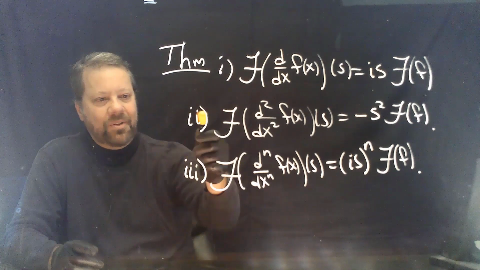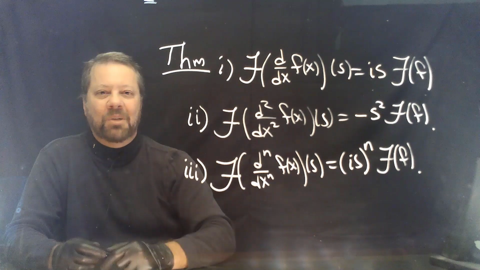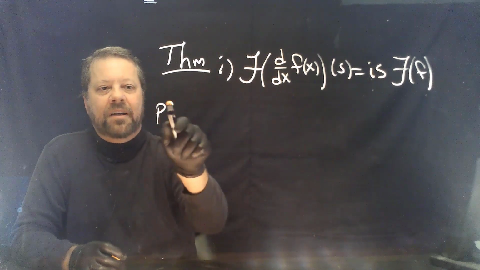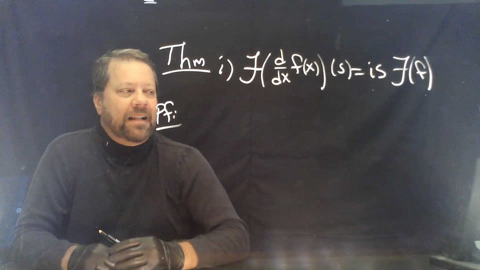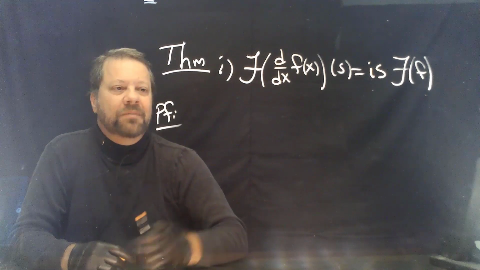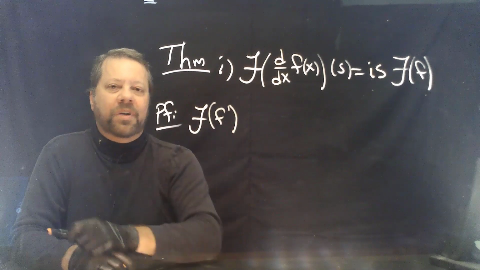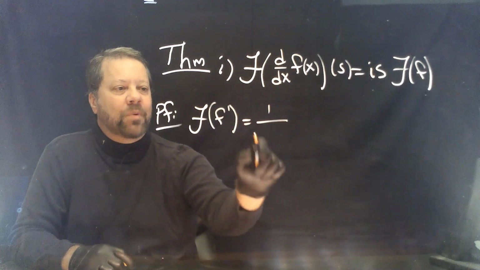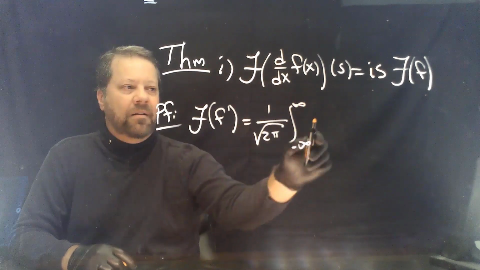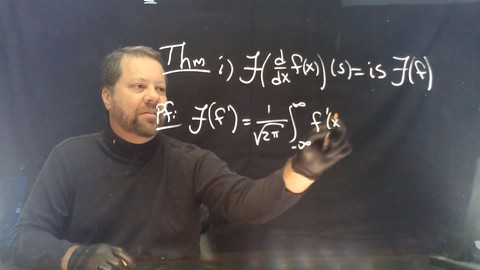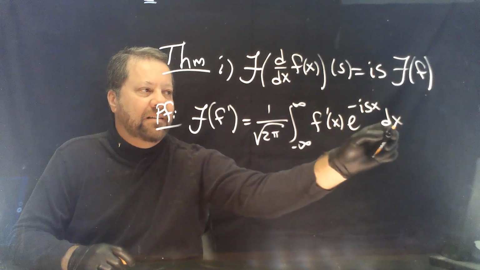We'll assert that 2 and 3 follow by induction from number 1, so it's sufficient to prove number 1. The proof is obviously going to depend upon integration by parts, so it's only going to work for those classes of functions for which the integration by parts will work. So let's do the Fourier transform of f prime. That's 1 over root 2 pi, integral from minus infinity to infinity, of f prime of x e to the minus isx dx.